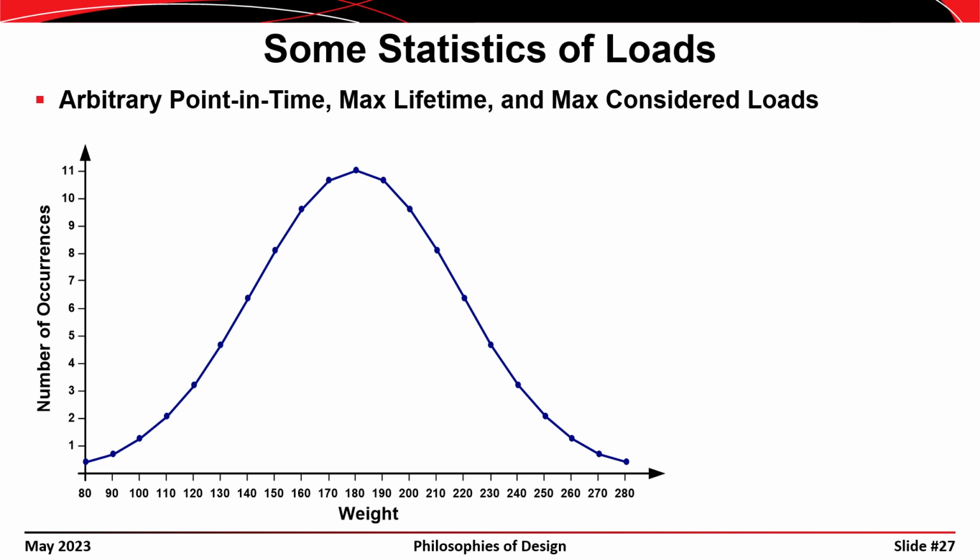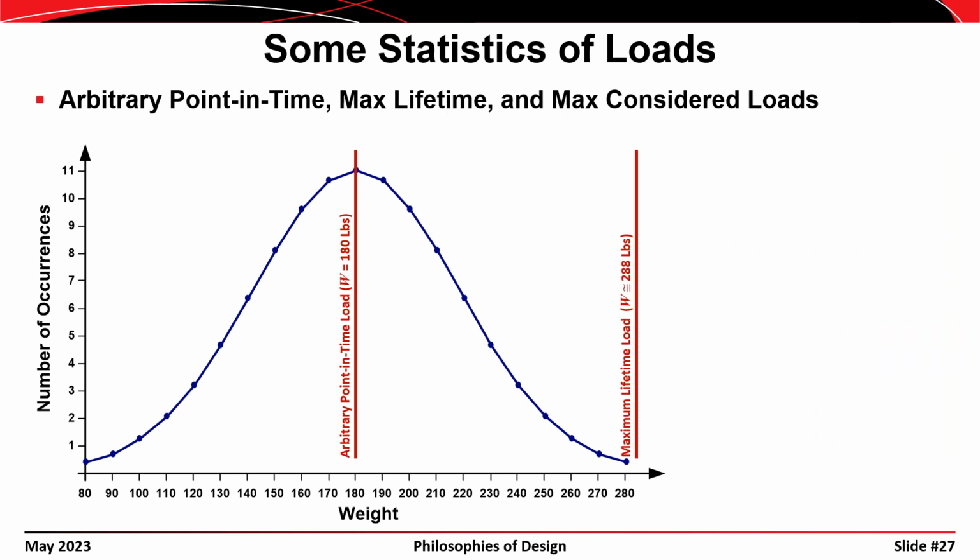Okay, so if we look at the weight of 100 students again, recall that we had an average value of 180 pounds. So if we were designing, we would say that the arbitrary point in time load is basically the average value of our student weight, or about 180 pounds. If we want to calculate the maximum lifetime load, then that would be about 288 pounds.